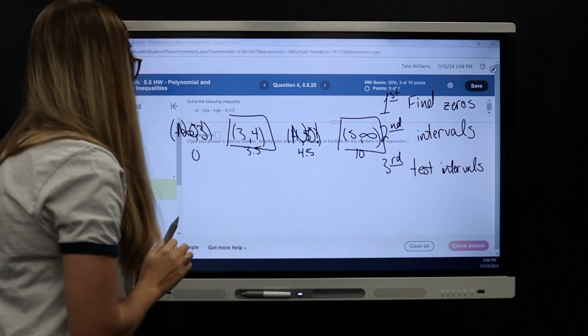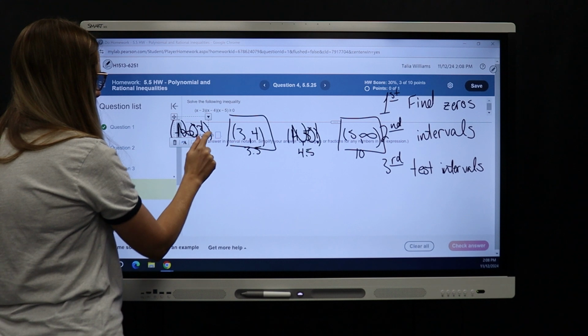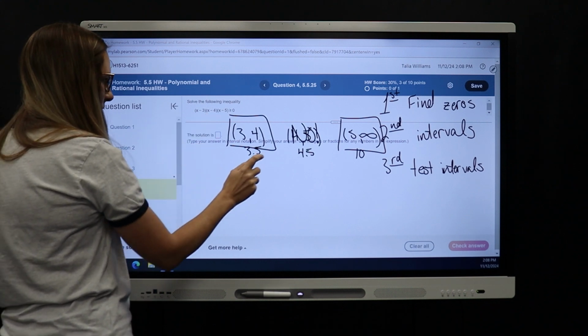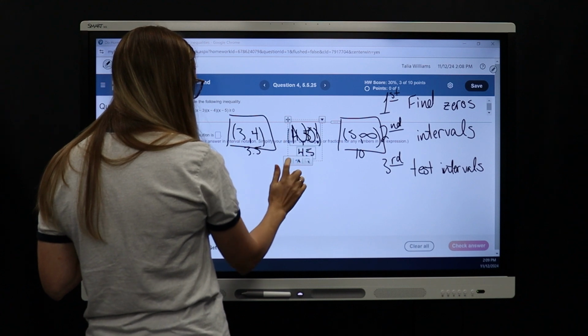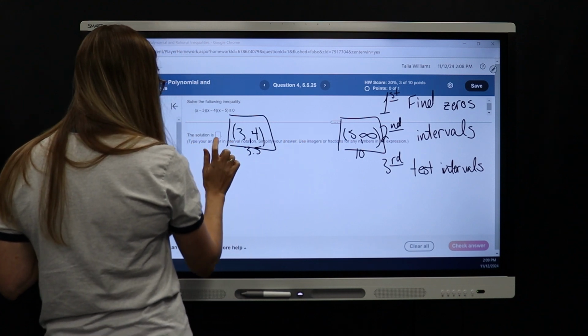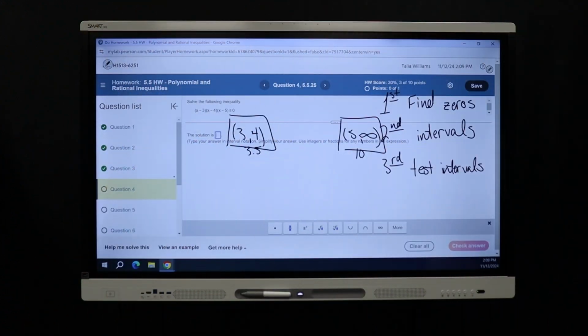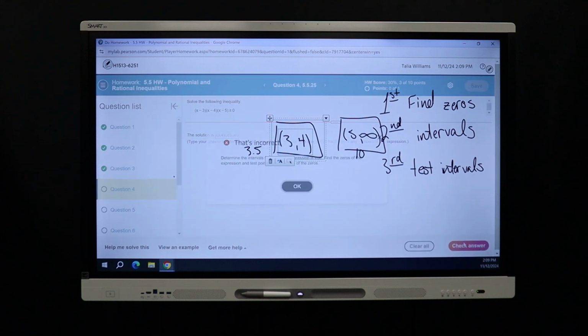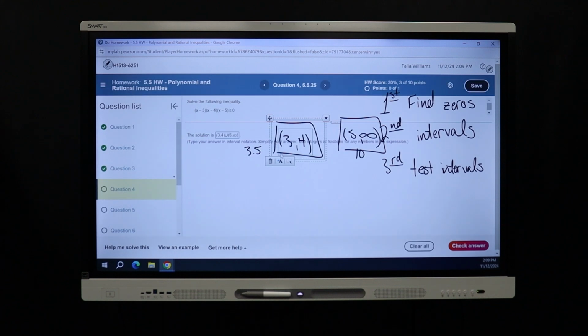So our answer is just going to be 3 to 4, and we use a union sign in this set if there's ever 2, and 5 to infinity. 3 to 4 and 5 to infinity.